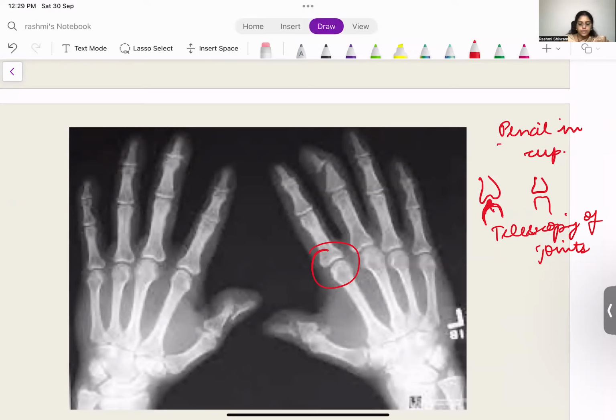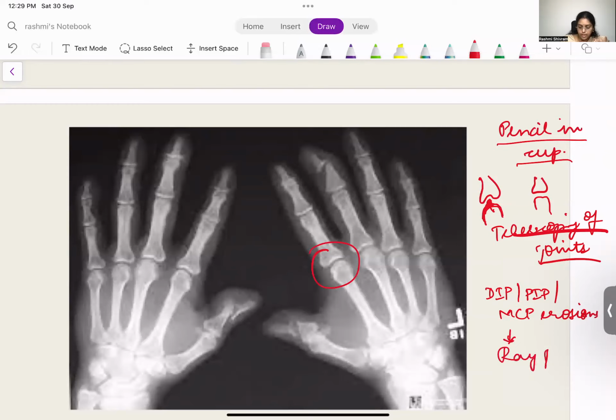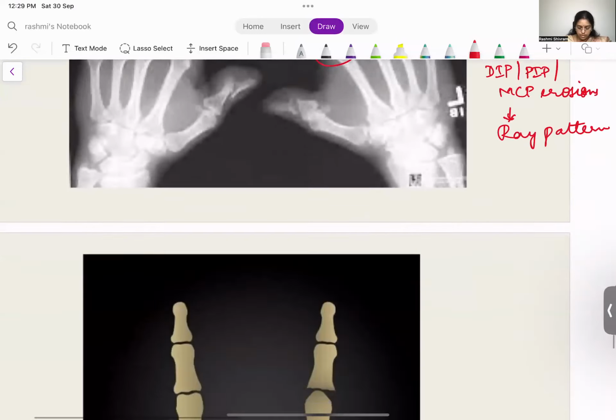So you will have pencil in cup appearance and you can have telescoping of joints. This is very, very common. When you have DIP involvement, PIP involvement, as well as MCP involvement, if you have erosions in these places, then you can have a ray pattern. So you have a pencil and cup deformity, telescoping of joints, as well as ray pattern on the X-ray. This is very, very important.